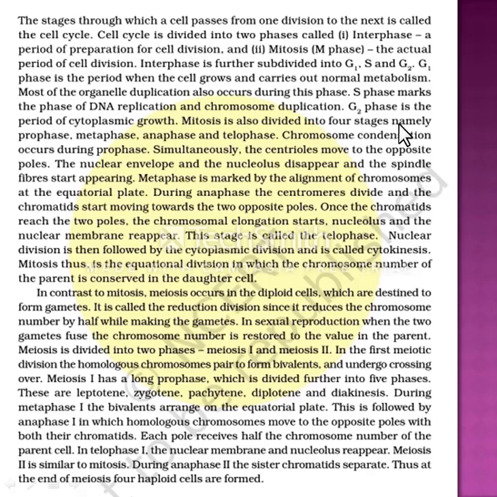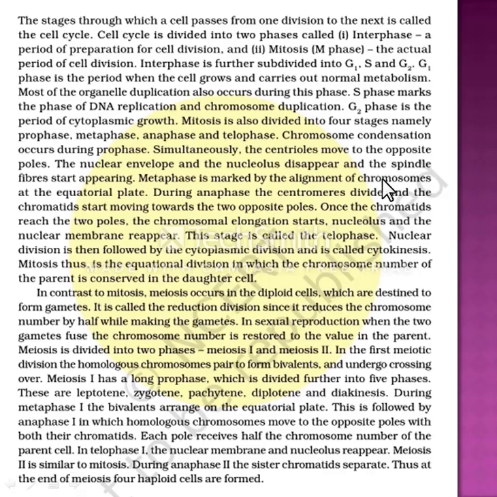Mitosis is also divided into four stages, namely prophase, metaphase, anaphase and telophase. Chromosome condensation occurs during prophase. Simultaneously, the centrioles move to the opposite poles. The nuclear envelope and the nucleolus disappear and the spindle fibers start appearing.